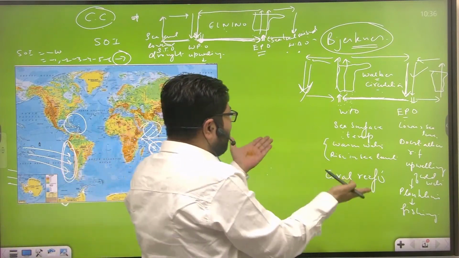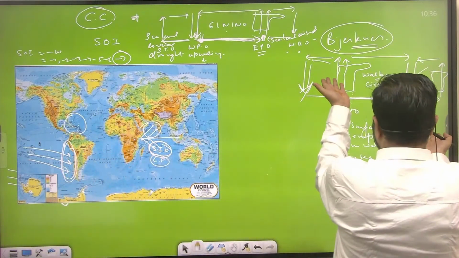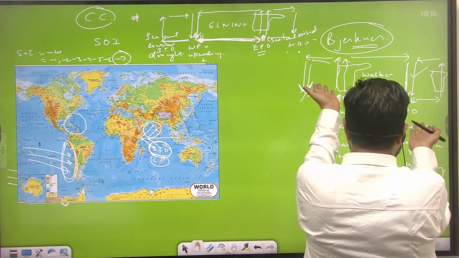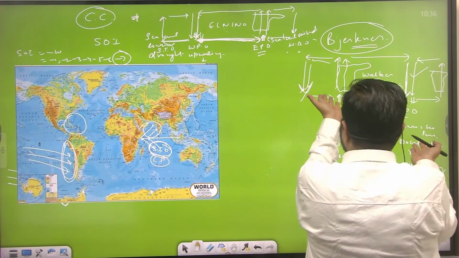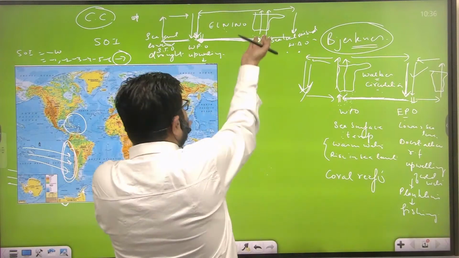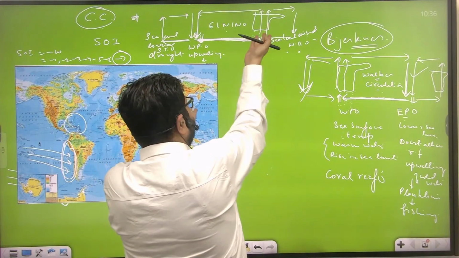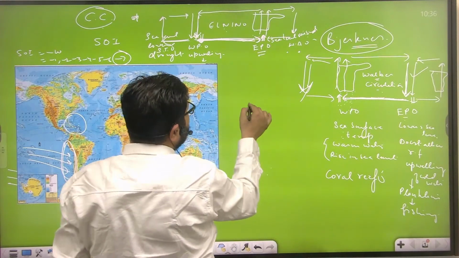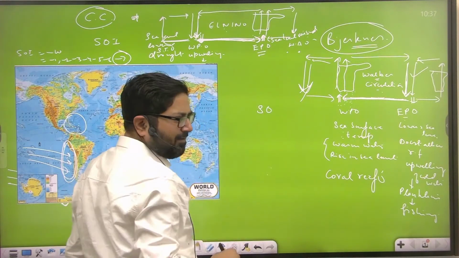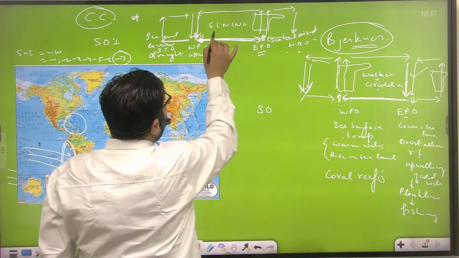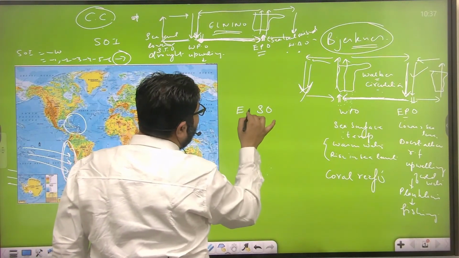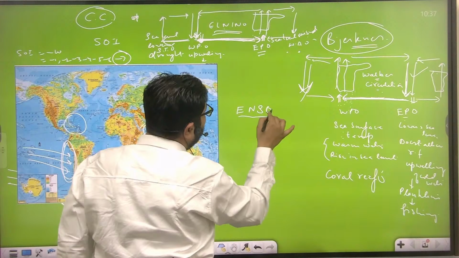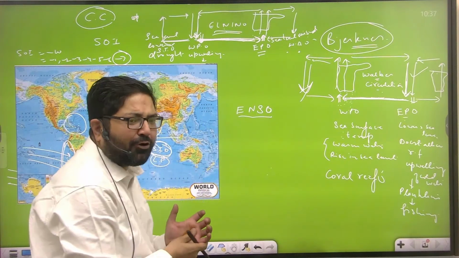So this oscillation: during a normal year, the sea level of the West Pacific Ocean is higher as compared to the East Pacific Ocean, but as soon as El Nino takes place, it gets reversed. The sea level of the East Pacific Ocean gets raised and the sea level of the West Pacific Ocean gets lowered. So it is known as the southern oscillation. And the official name for El Nino is ENSO, El Nino Southern Oscillation. It is El Nino that causes the southern oscillation.